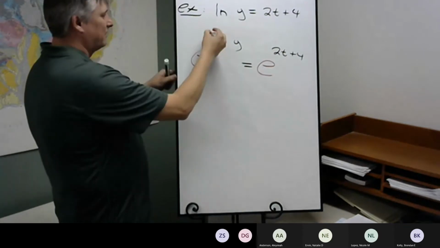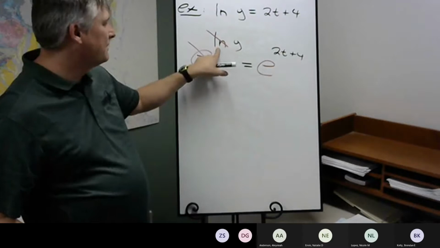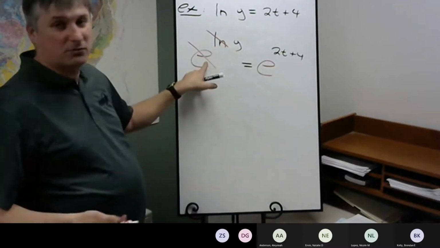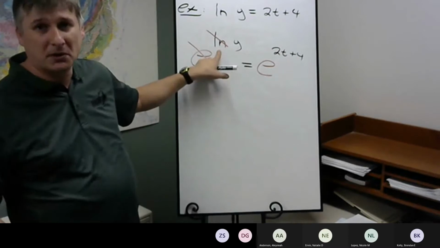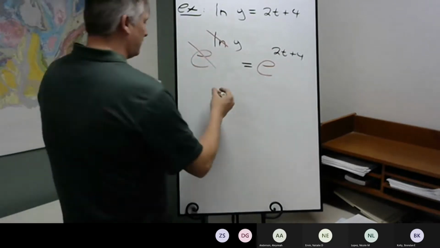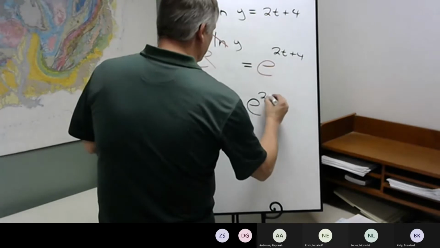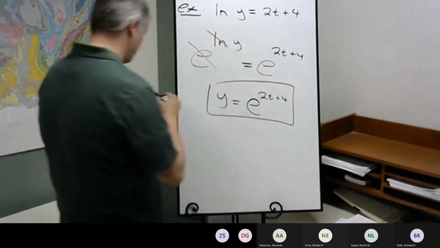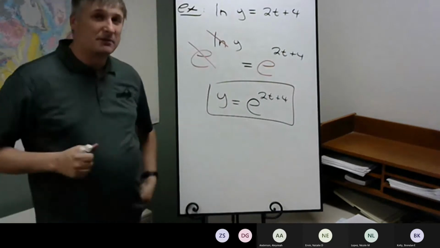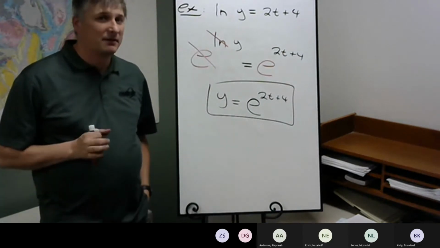So here, the exponent and the log, or the exponential expression or base, they're going to cancel with each other because this is log base e. So then we're left with y equals e to the 2t plus 4. And that's going to be our answer. Questions about that?